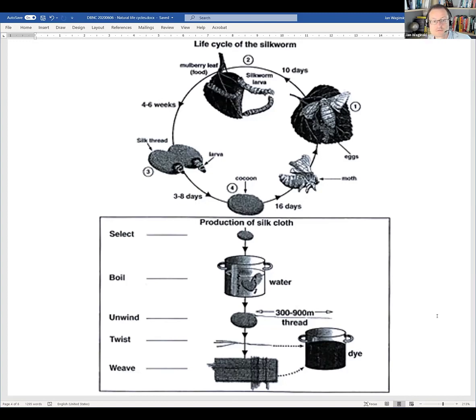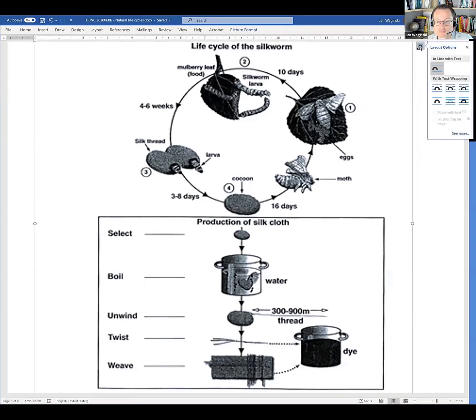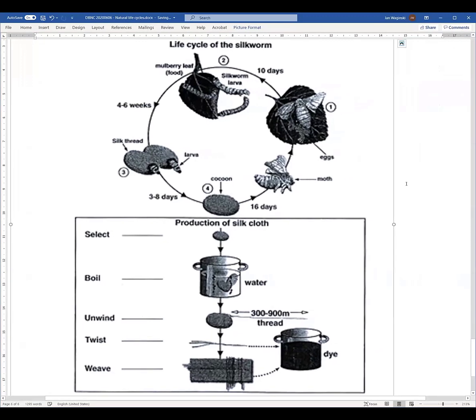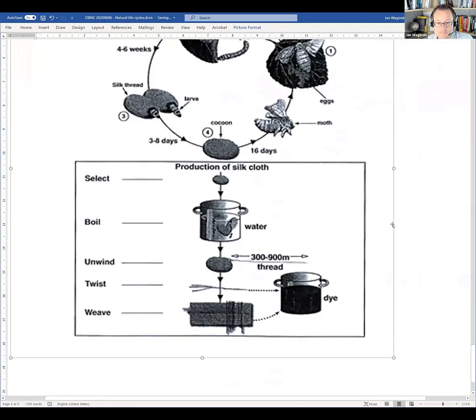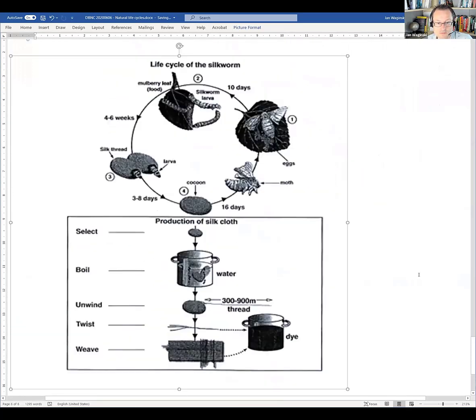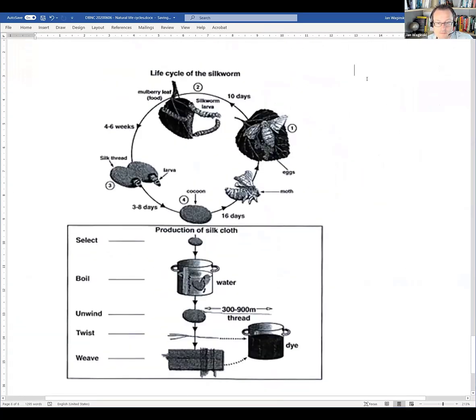How would you organize this process? Two stages: life cycle and production of silk cloth. So life cycle, and then silk cloth production. Let's start with the life cycle stage.